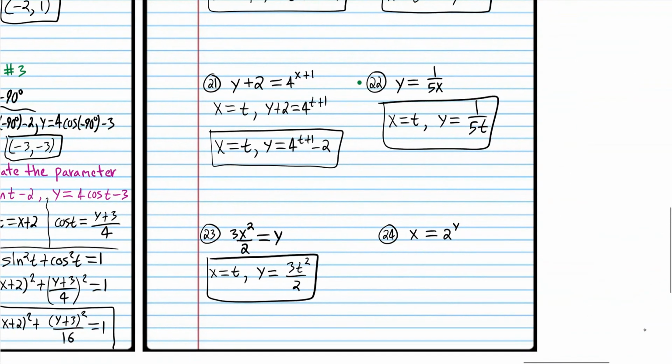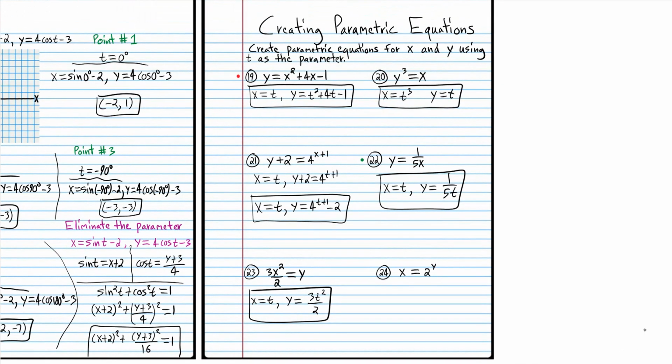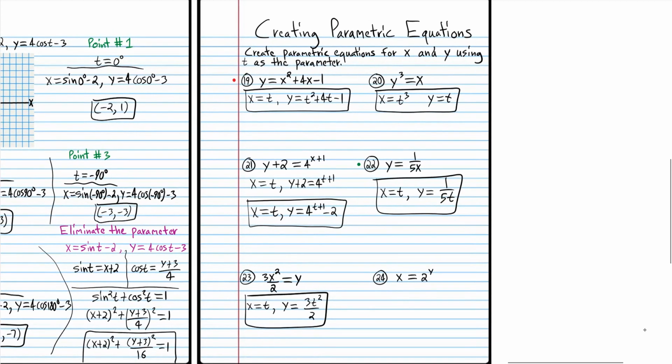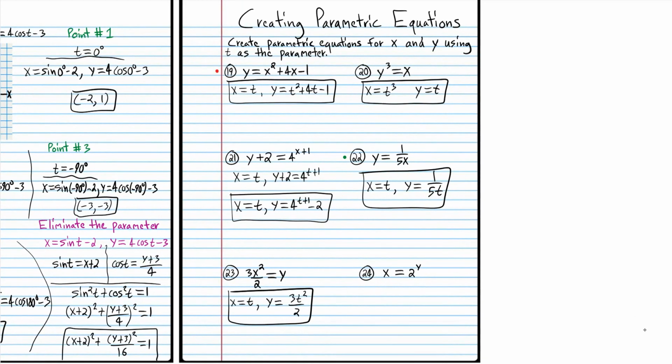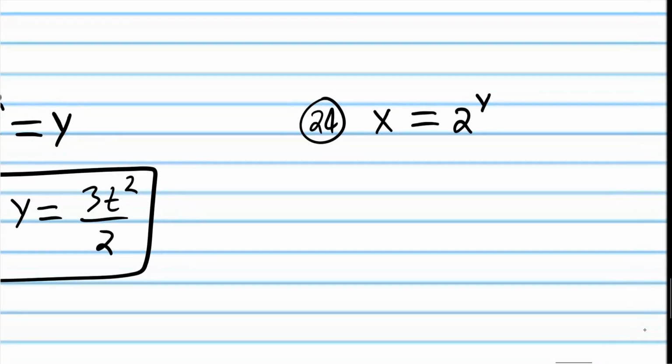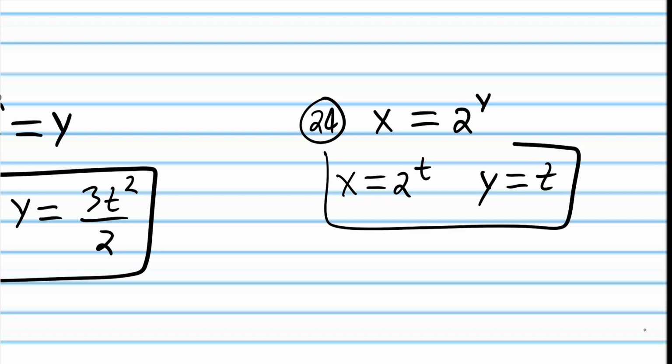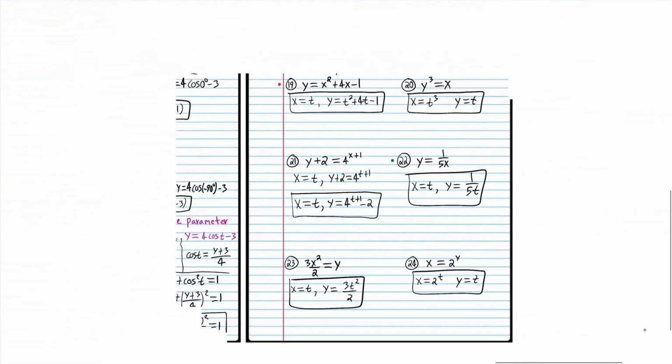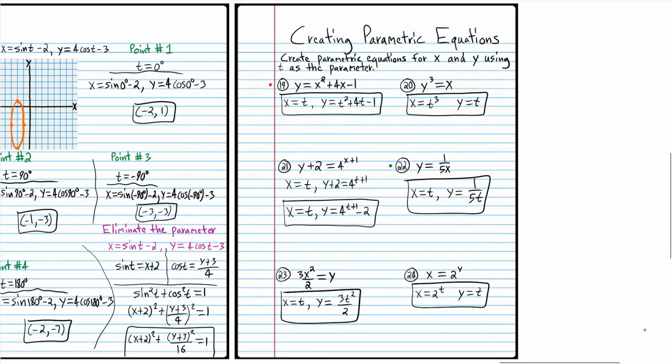So for number 24, you want to let y equal t. If you let x equal t, then you'll have to use a logarithm to solve for y. So let y equal t, try 24. When you're done, we'll do it together. Alright, we're back. So again, you want to let y equal t, then x is equal to 2 to the t power. And there you go. So in these problems, we were just going backwards.